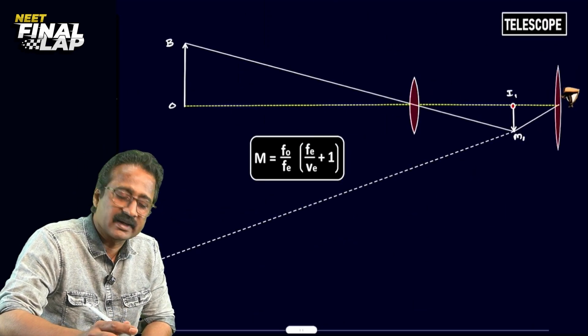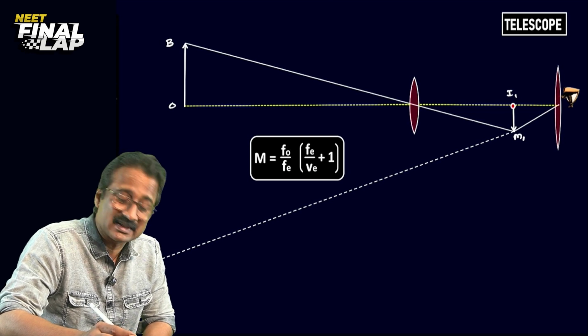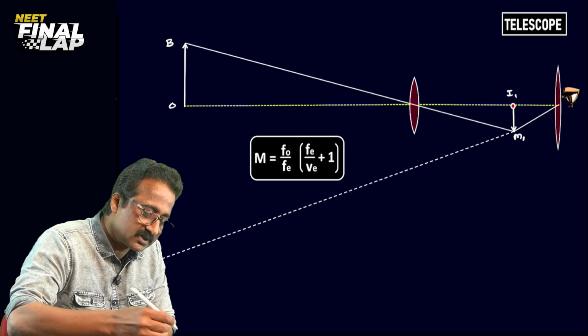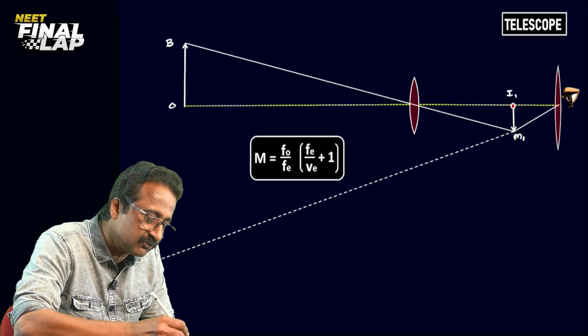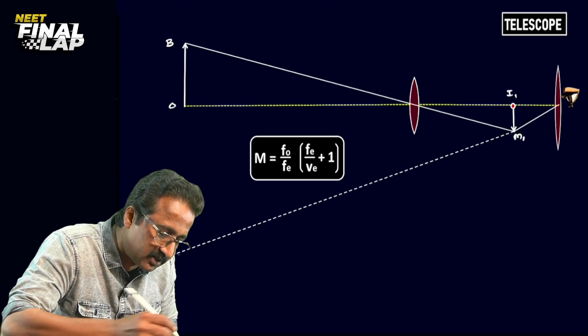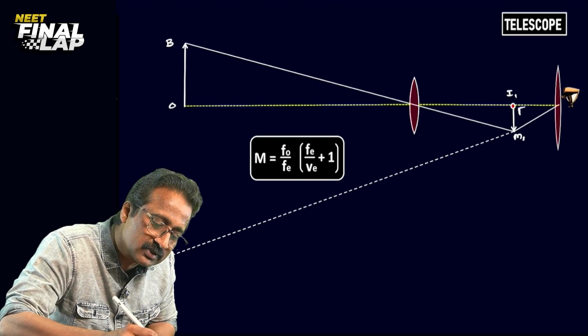What is the minimum magnifying power? Let's see. Magnifying power is minimum when image distance is largest. If figure, look at it carefully. The first image is produced exactly at the focus of the second lens. You can see a red point here. See this red point. Actually that is the focus of the second lens.